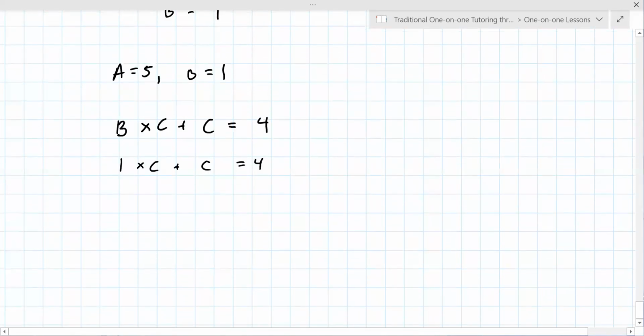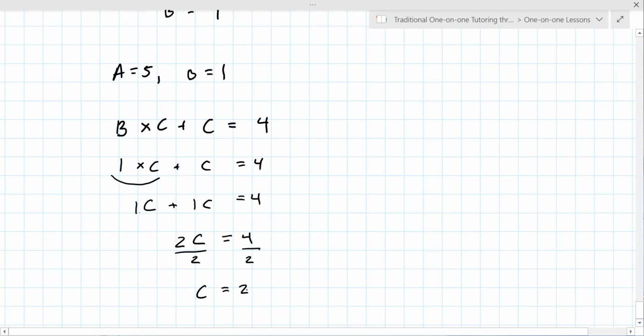What is 1 times c? 1 times c is 1c. 1c plus 1c equals 4. If you have 1c here and another c here, how many c's do you have total? 2c's. You get 2c, and then you divide, and you should get 2.